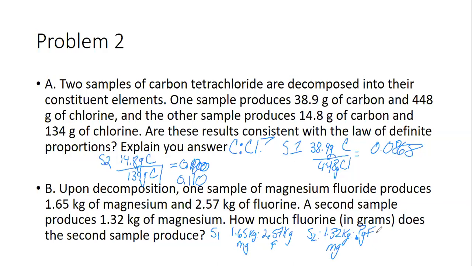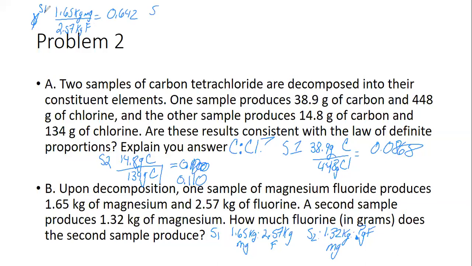So the way I would tackle this is just like how we did above. So I'm going to actually do it up here above the problem 2 to give myself some more space. So first sample, I'm going to take my magnesium, 1.65, divided by 2.57. So that's my fluorine. So magnesium on the top, fluorine on the bottom. Divide those two numbers, and you get, just double check, 0.642. That is my ratio between magnesium and fluoride for sample 1.